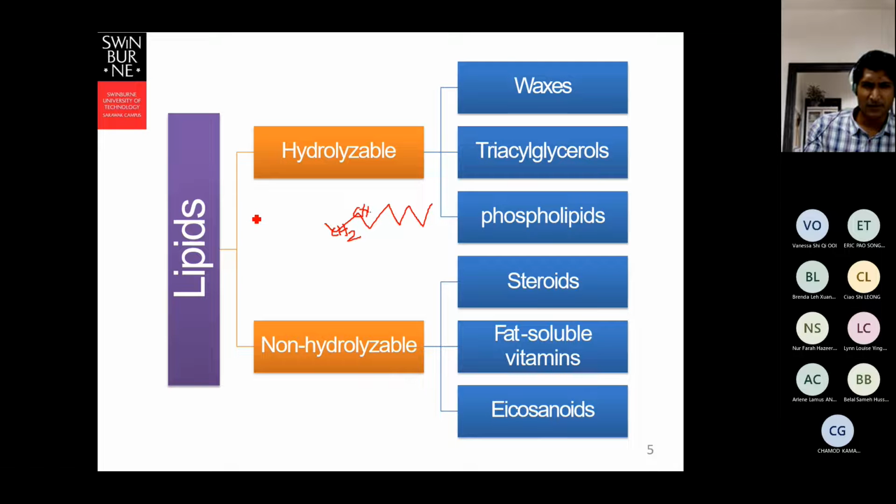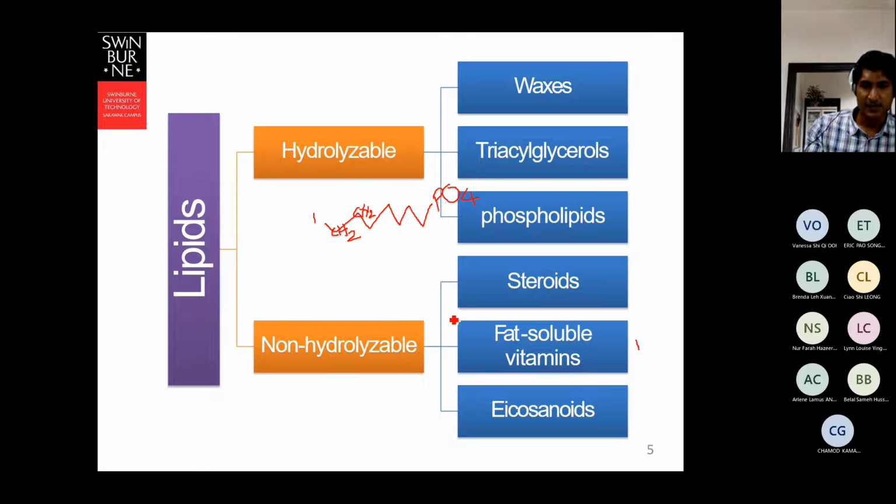Phospholipids are long chains. On one side there is a phosphorus group, PO4, and on the other side it is just a hydrocarbon. So this is a phospholipid, which means it has a phosphate in it. That is the hydrolyzable type of lipid. Non-hydrolyzable lipids are steroids and fat-soluble vitamins.